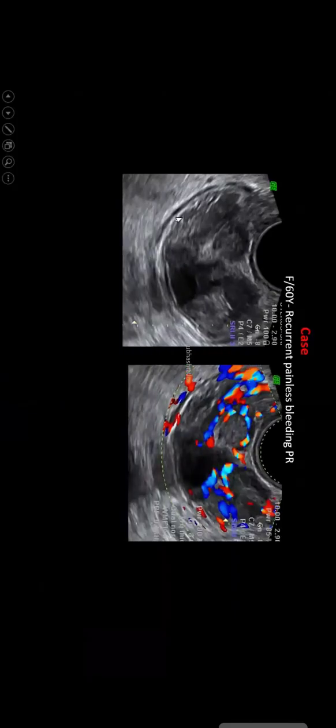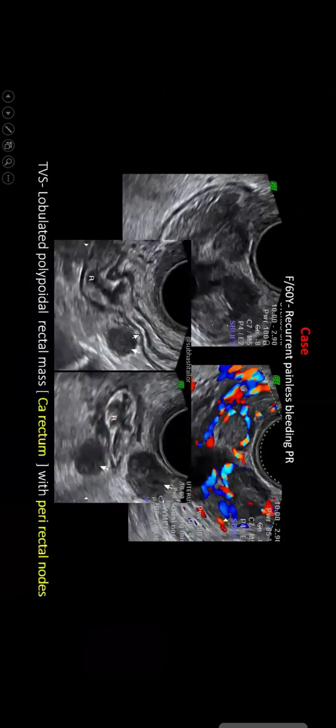Again, I'm examining the rectum by the transvaginal route. There is a smooth walled polypoidal mass present within the rectum with bizarre vascularity, multiple perirectal nodes, suggestive of malignant or neoplastic pathology. This turned out to be carcinoma rectum with perirectal lymphadenopathy.